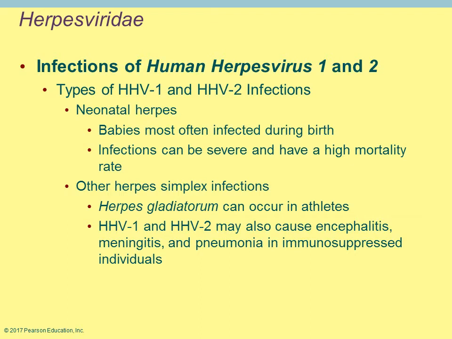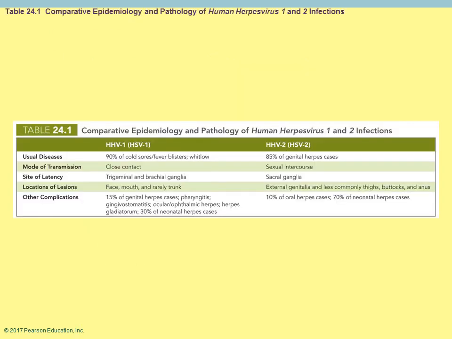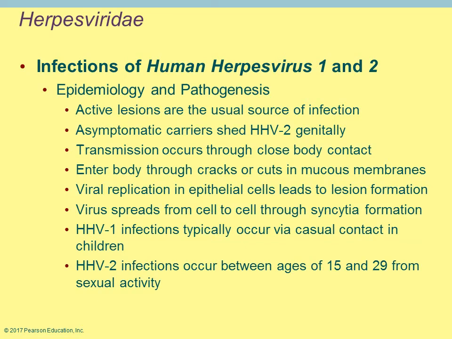There are a couple of other types of herpes simplex infections that can occur, such as encephalitis, meningitis, and pneumonia, often seen more in immunocompromised individuals. So here's a comparison of HHV1 versus HHV2: the mode of transmission, the latency, where it hangs out, where you see the lesions, and other types of complications that may appear.